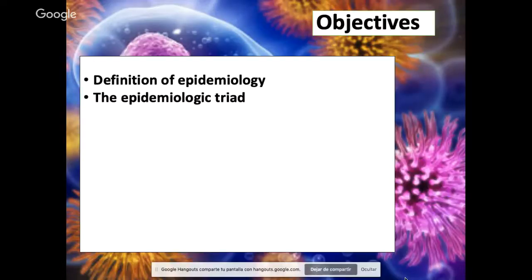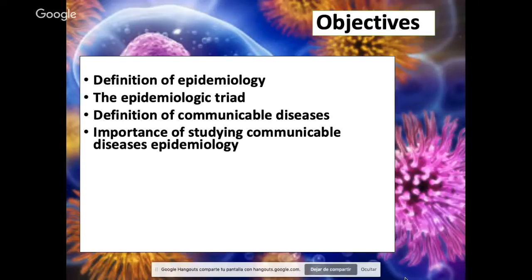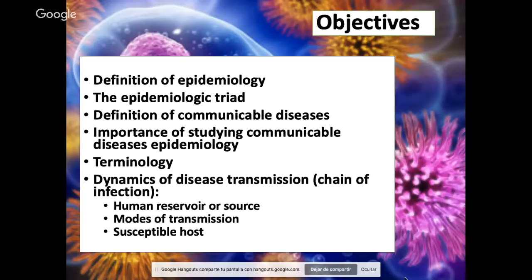The objectives of this class are: first, we're going to define epidemiology. Then, we're going to talk about the epidemiological triad. Then, we're going to define the communicable disease. After that, we're talking about the importance of studying communicable disease epidemiology. Then, we're going to clarify some terminology. And finally, we're talking about the dynamics of disease transmission, the chain of infection, like human reservoir or source, and modes of transmission.